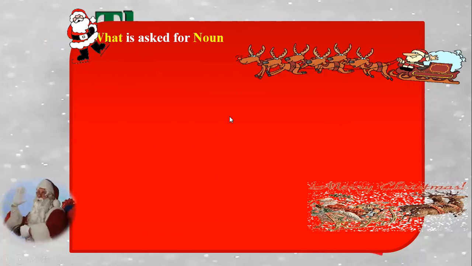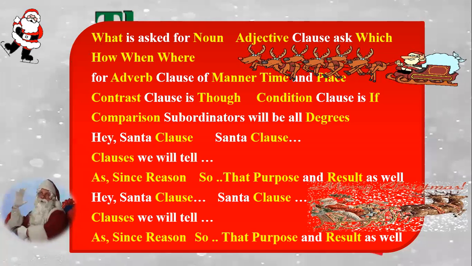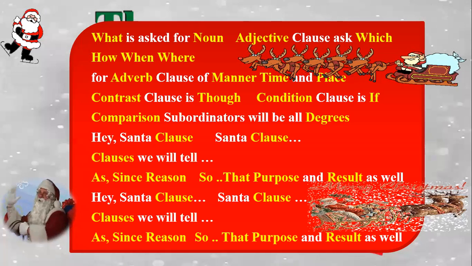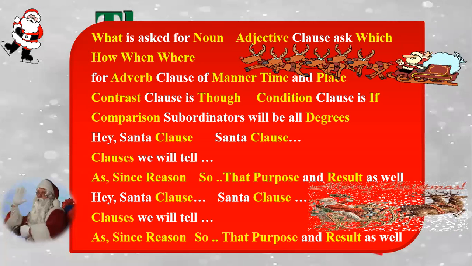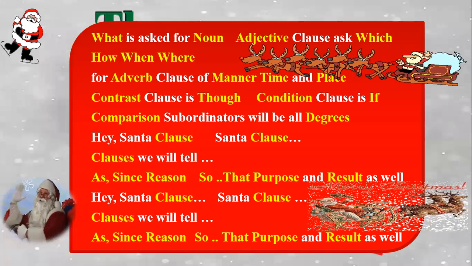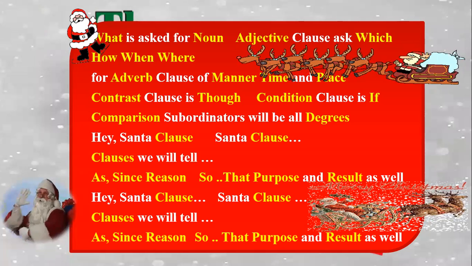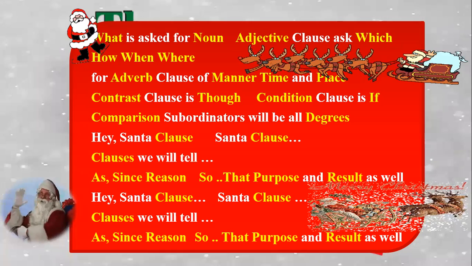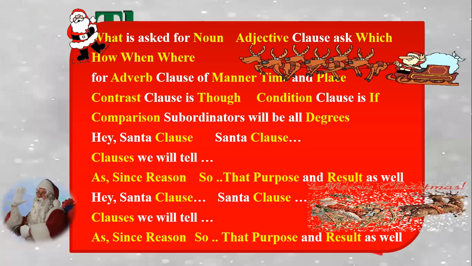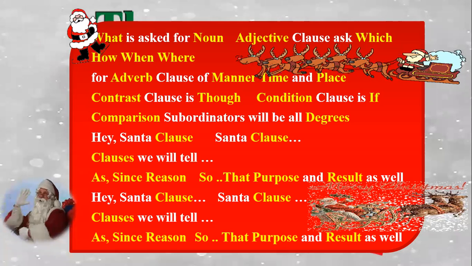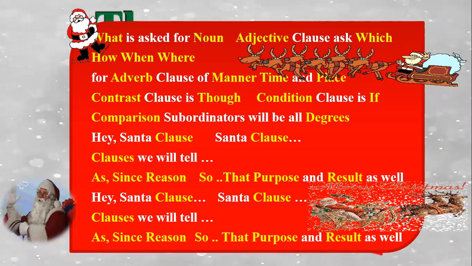What is as for noun? Adjective clause, ask which. How, when, where, for adverb clause of manner, time, and place. Contrast clauses third. Condition clauses if. Comparison subordinators will be all degrees. Hey, Santa Claus, clauses we will tell. Essence, reason, so that, purpose, and result as well. Hey, Santa Claus, clauses we will tell. Essence, reason, so that, purpose, and result as well.